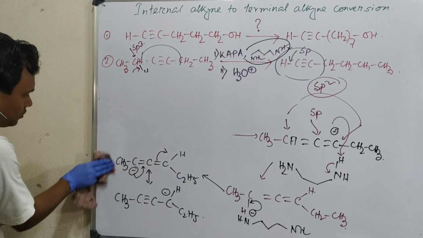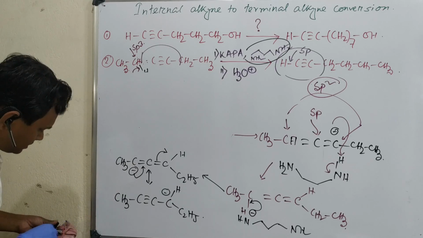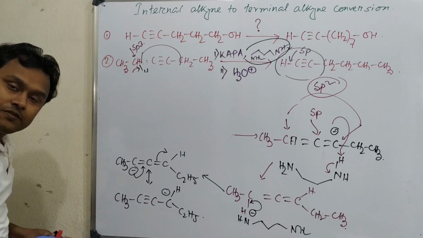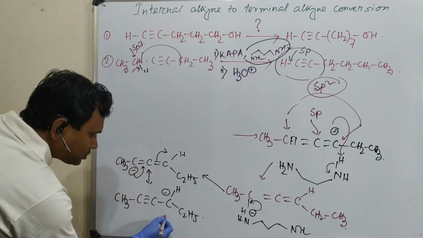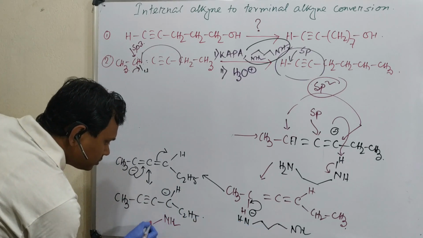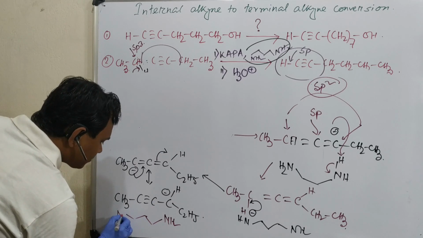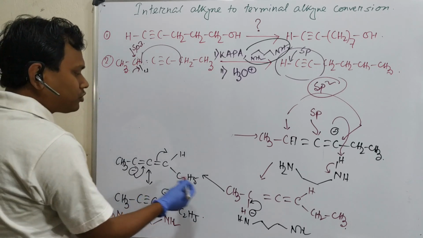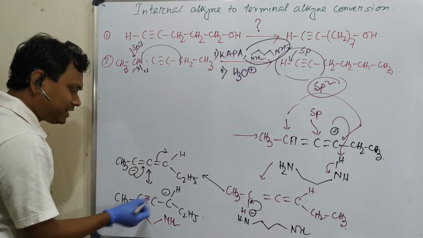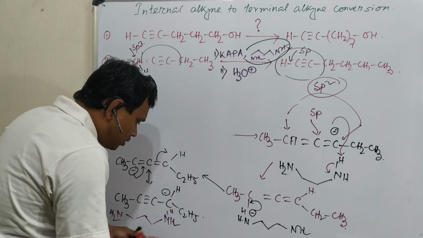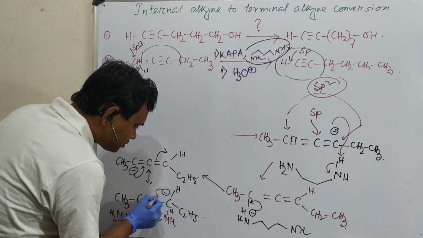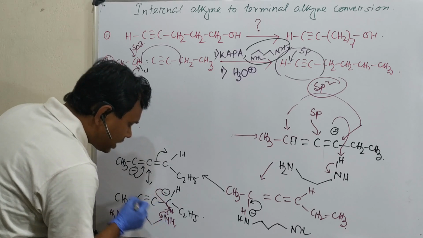So now as you can see, this is a negative charge right now. So this can also abstract a proton from KAPA like that. So this is NH2, because after proton abstraction, this amine was generated. So this carbanion will abstract one proton from the amine. So this negative charge will come on nitrogen.